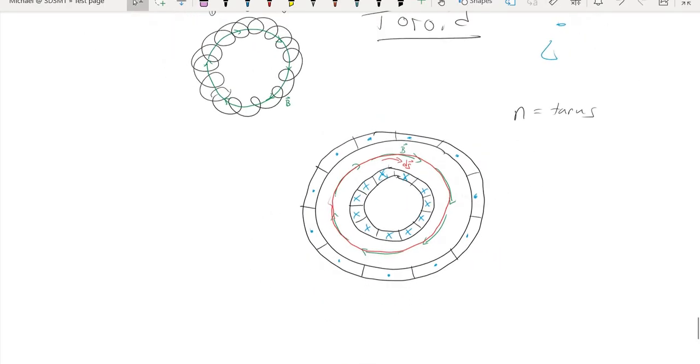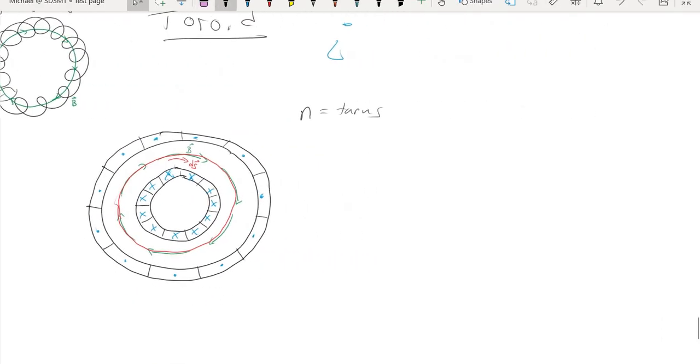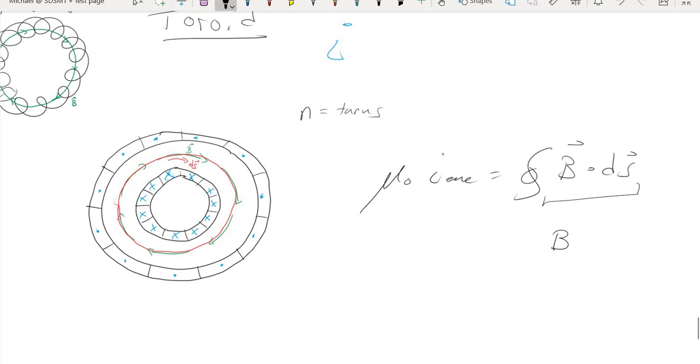The magnetic field line and the Amperian loop are running parallel to each other as we go around the toroid. We will set up Ampere's law. First thing we'll do is take care of the dot product. Since B and dS are running parallel to each other, that dot product is hiding a cosine that will evaluate to just a 1.